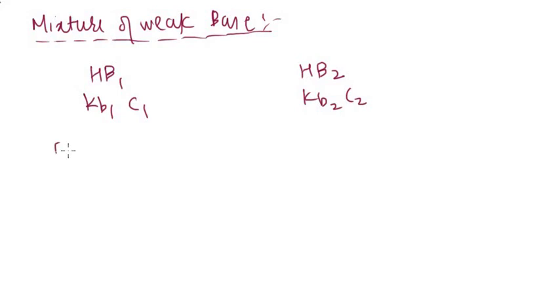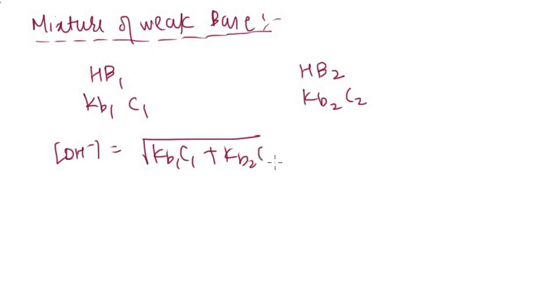For OH negative, we have derived, as in the case of a mixture of weak acids where H plus came out to be the root of Ka1C1, here the root of Kb1C1 plus Kb2C2.